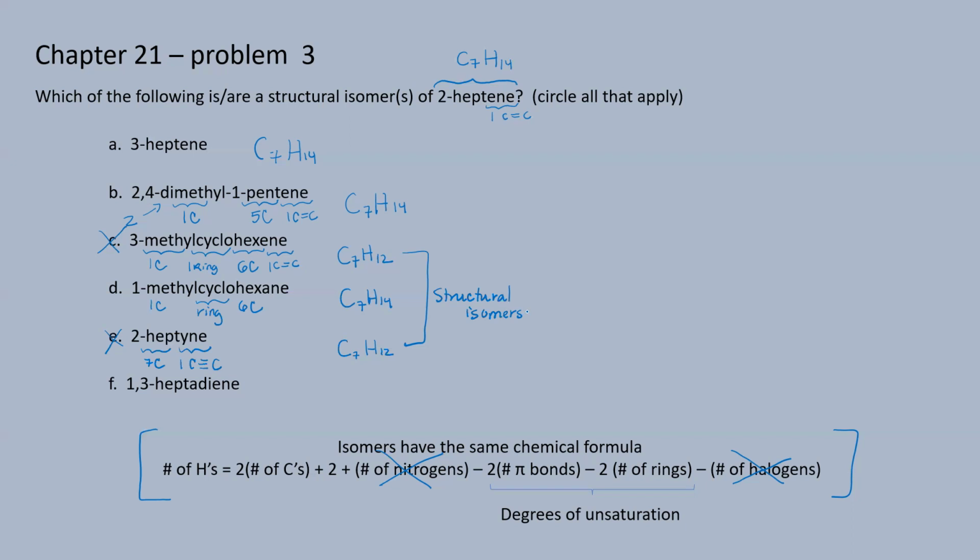Part F, 1,3-heptadiene. So instead of just ending in -ene, it's diene. So that means there's 2 carbon-carbon double bonds. So we have 7 carbons, but because we have 2 double bonds, that's 2 pi bonds. So that's going to also be H12. So that fits into another structural isomer of those ones. So the only ones that are structural isomers of 2-heptene are A, B, and D.